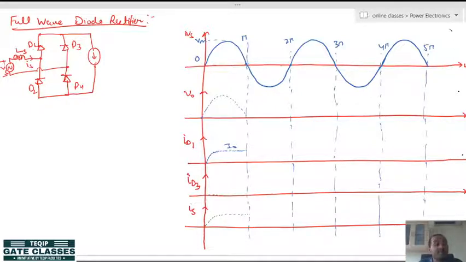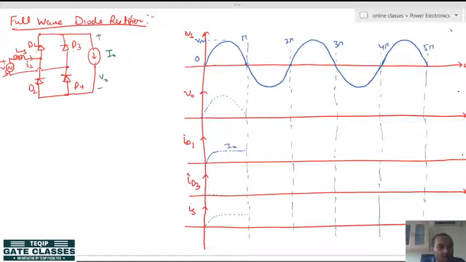So, at pi the supply gets reversed, meaning D1 and D4 will be reverse biased and D3 D2 will be forward biased. So, D2 D3 will be immediately turned on, but due to the presence of source inductance, D1 and D4 will not get immediately turned off. So, D2 D3 will also be on and D1 D4 will also remain on till the current of D1 and D4 gets to 0. So, you see that all 4 diodes will be on in this circuit, just after pi. So, let me draw the circuit, how it will look.